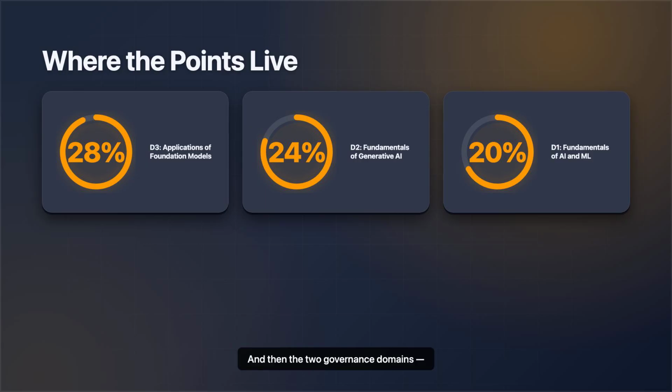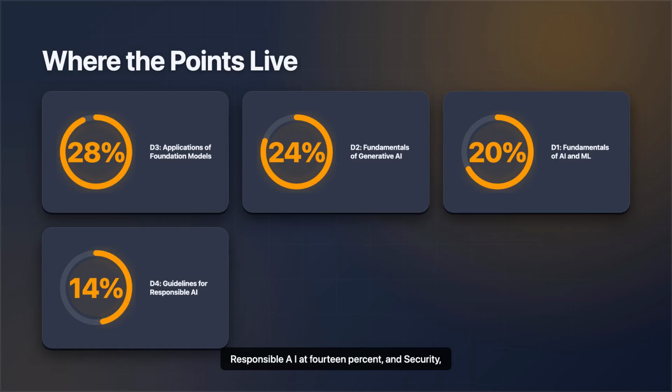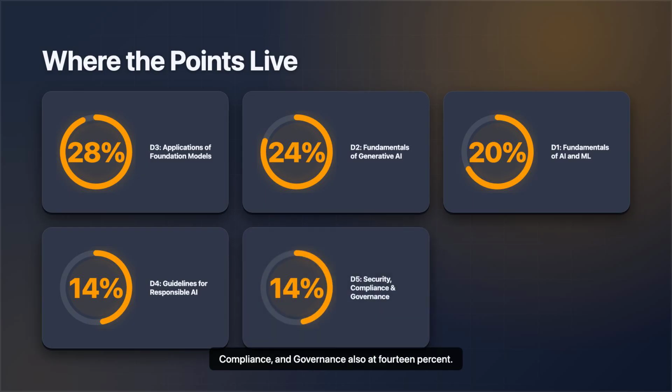And then the two governance domains, Responsible AI at 14%, and Security, Compliance, and Governance also at 14%. The weight of each domain signals where the exam's conceptual center of gravity sits, and domains 2 and 3 together make up more than half of it.